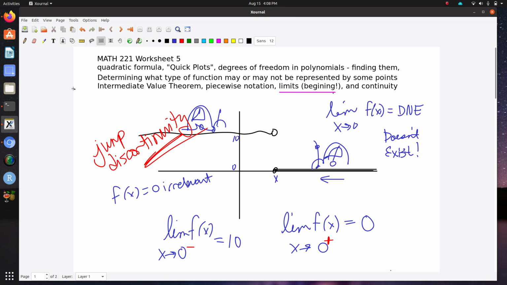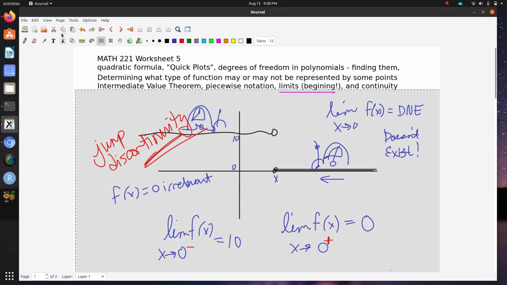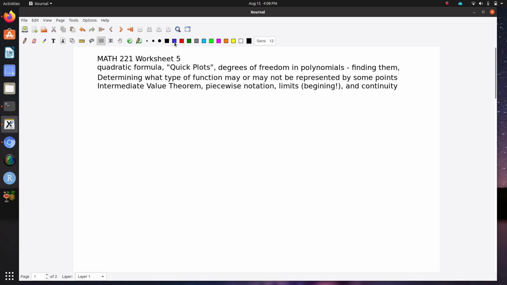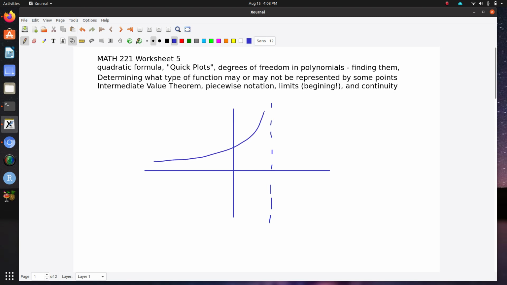There are other types of discontinuities. We should be talking about that. You really can't talk about continuity and limits unless you talk about them together, I guess. So you can have an asymptote. In this case, I can draw, let's say this is 4. I would say I have an asymptote at x equals 4, or I could say the asymptote is x equals 4. That's fine. And that's a specific type of discontinuity.